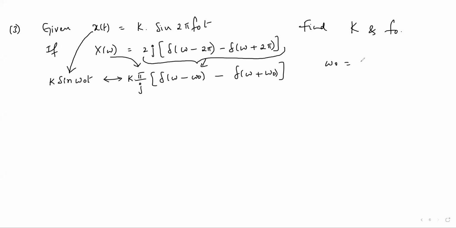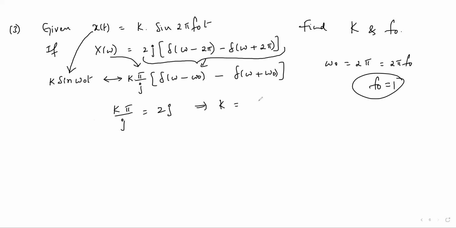First of all, omega naught by direct comparison is 2 pi. That is equal to 2 pi f naught, so f naught is equal to 1, no doubt for all. You can easily take the f naught value. What is the k value here? Here k pi by j, he has given 2j. That means the k value is 2j squared by pi, which is minus 2 by pi. Minus 2 by pi is the k value. You get it? Fine.